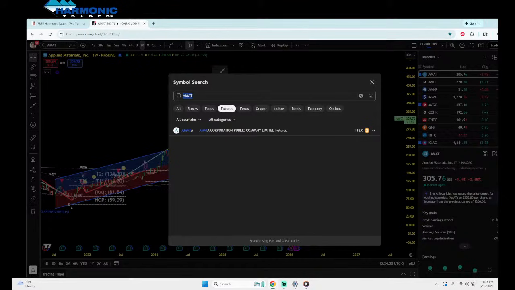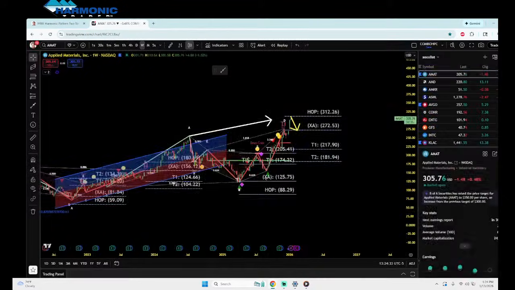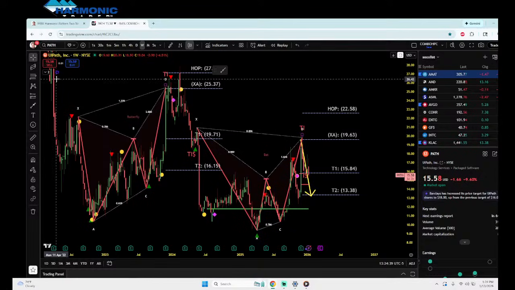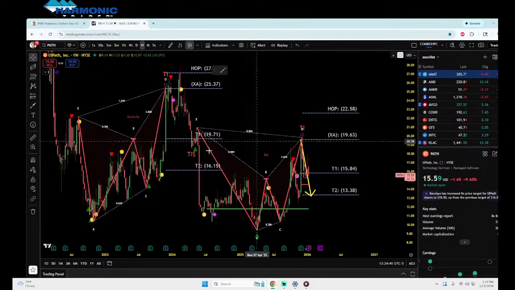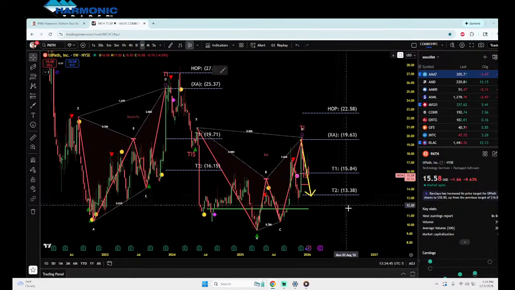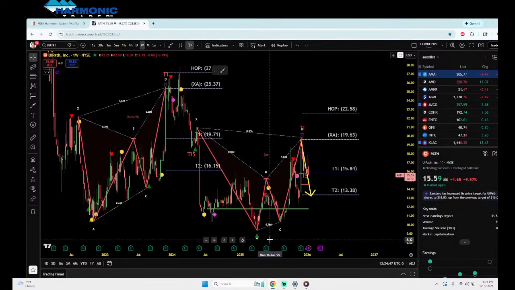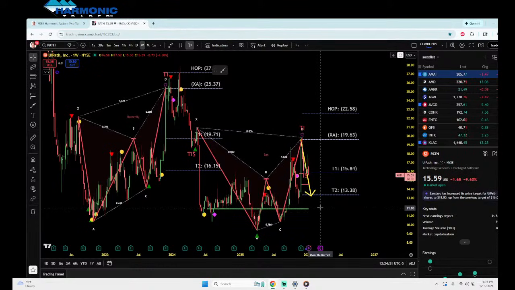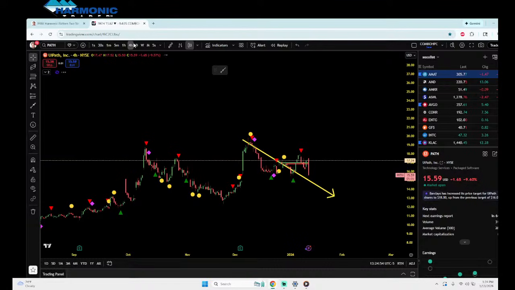Hey, what's up, Carl? Carl wants to look at PATH. That's another one in the AI software sector. UiPath, yep. PATH, type 1 bat pattern. That's a weekly chart. Your confirmation's more like 11 or 12.